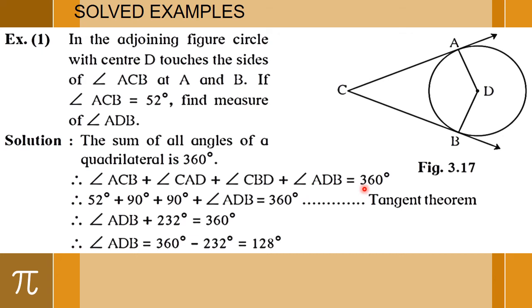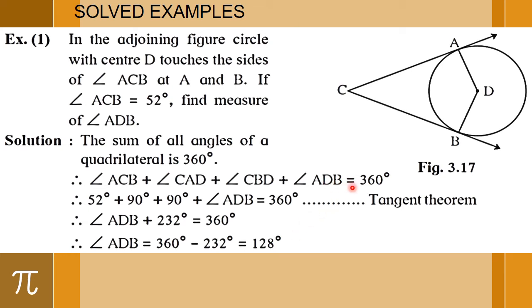Okay, now substitute the values of angles ACB, CAD and CBD, and angle ADB we need to find, that is equal to 360 degrees. Now angle ADB plus, when you add these three measures, you will get 232 degrees, and that is equal to 360 degrees. Therefore angle ADB is 360 degrees minus 232 degrees, and that is 128 degrees. Okay, so here it's a very simple concept, very simple properties.